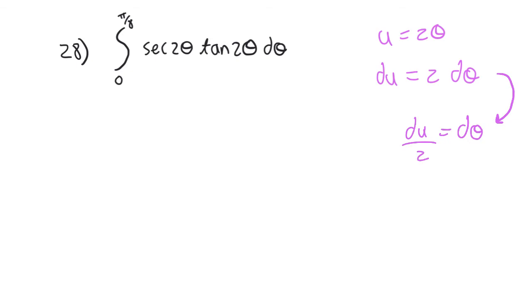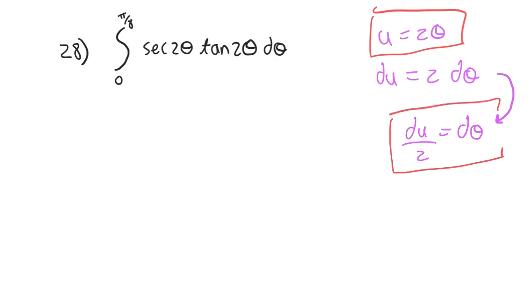All right. Now, it's really these pieces of information that we're going to be substituting in. Anytime we see a 2 theta, we can now replace it with a u. Anytime we see a d theta, we can now replace that with a du over 2. That's not a bad way to go. So we're going to have pi over 8, 0. And now it's official. We got secant of u times tan of u, which is a lot better. And then instead of d theta, we're going to write du over 2.